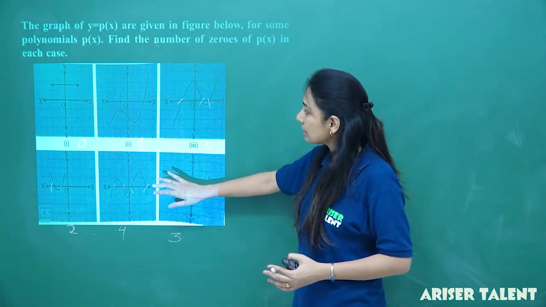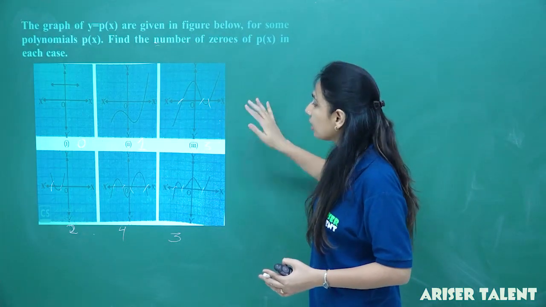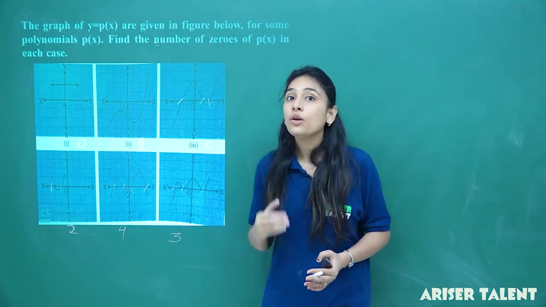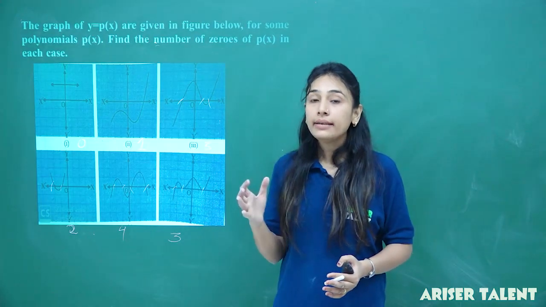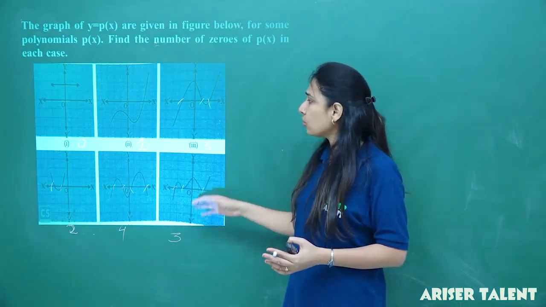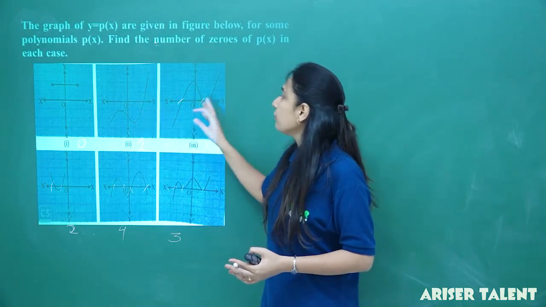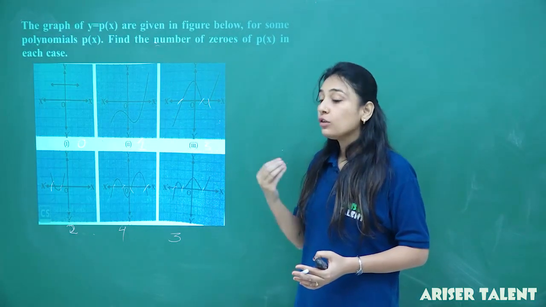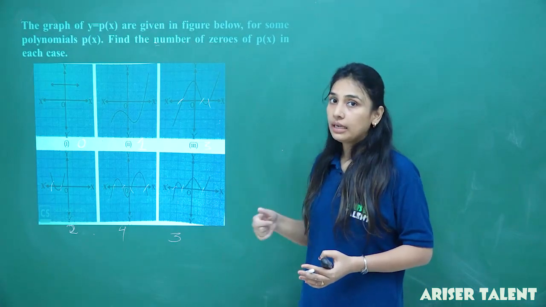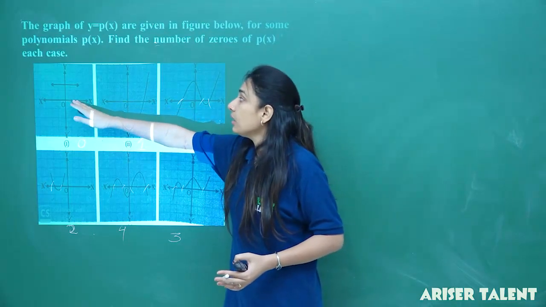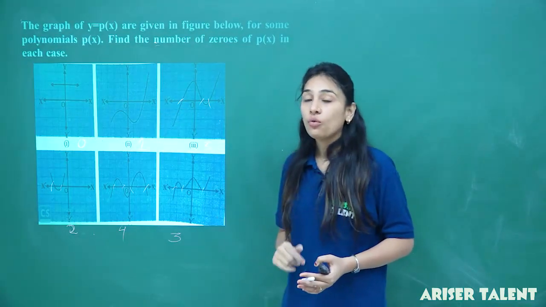So, we have just solved this question based on our knowledge from class 9. Now, in class 10, we will look at why it is so: if it cuts at one point, the number of zeros of the polynomial will be 1, if at two places then 2, and if it does not cross this line then 0. Why is it so?